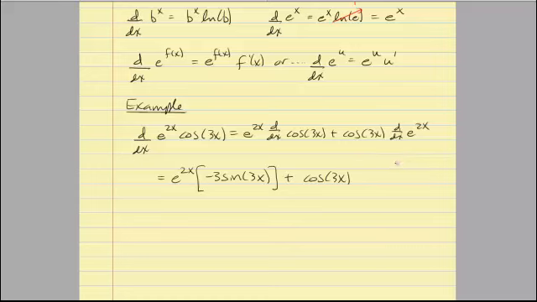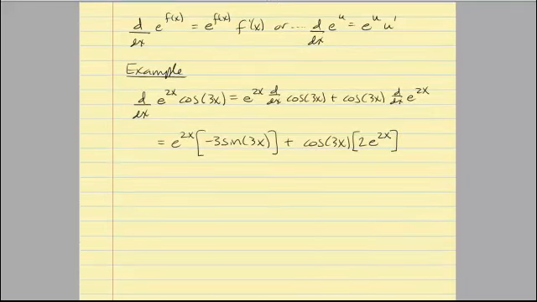Plus cosine 3x times the derivative of e to the 2x. The derivative of e to the 2x is e to the u times the derivative of u, which in this case is the derivative of 2x, which is 2. So there is my derivative.